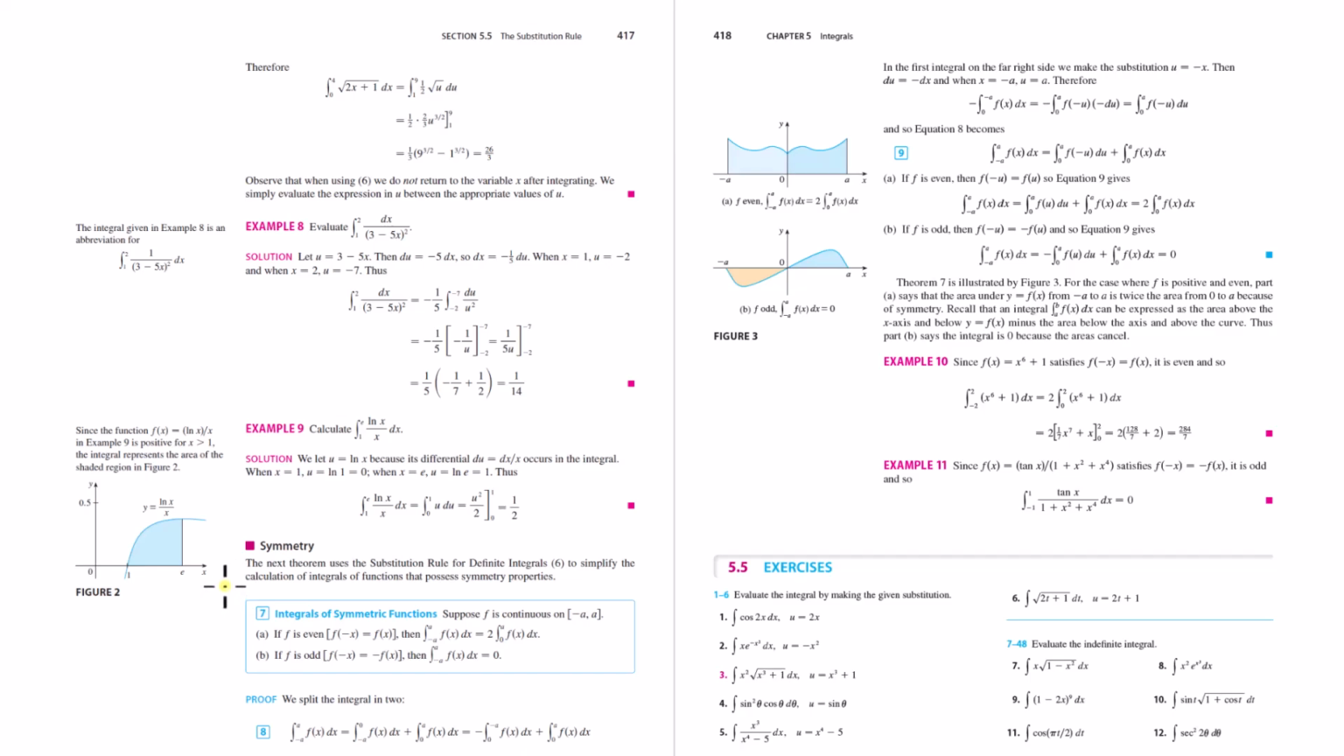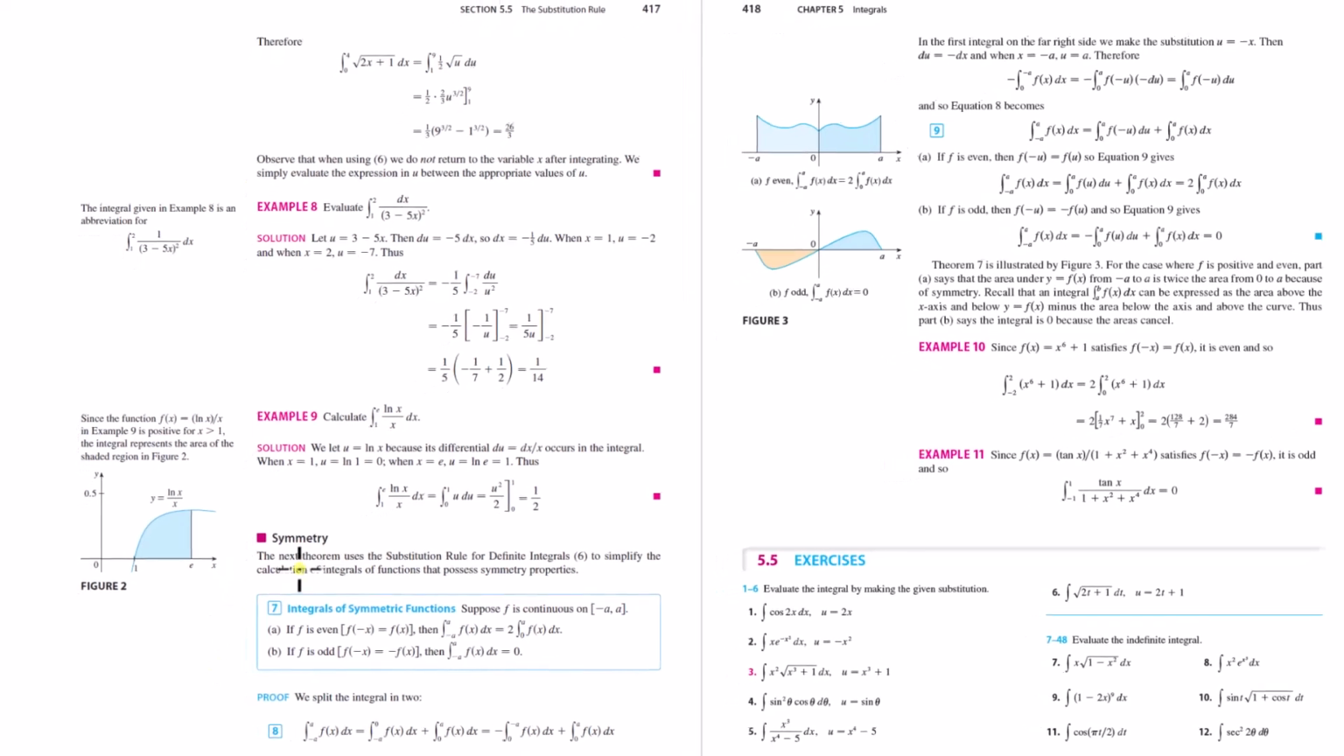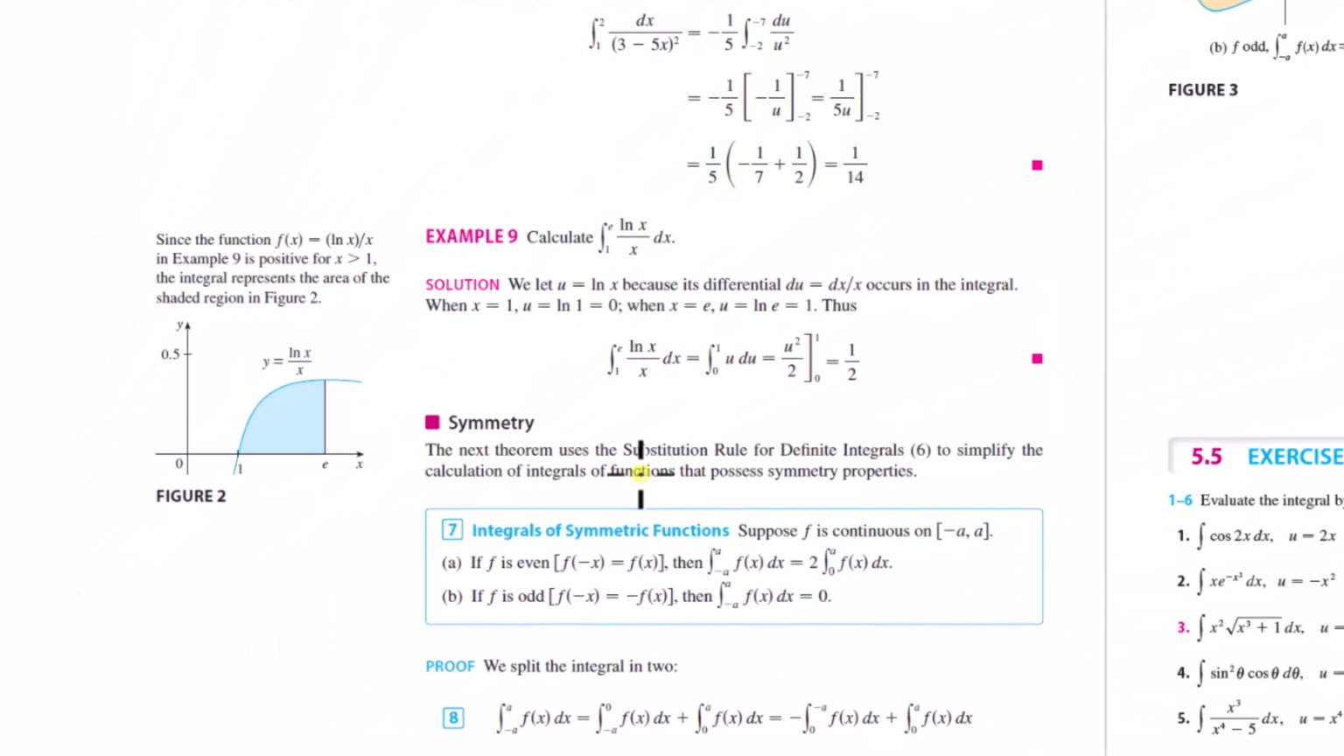Okay. Now, the last thing that this section talks about is symmetry. The next theorem uses the substitution rules for definite integrals to simplify the calculation of integrals of functions that possess symmetry properties. So it just uses the substitution rule for definite integrals to prove these symmetry properties. But what they're talking about here is, we've gone through this in algebra, so there's the graph, so you have an equation that's, in general, you have equations.